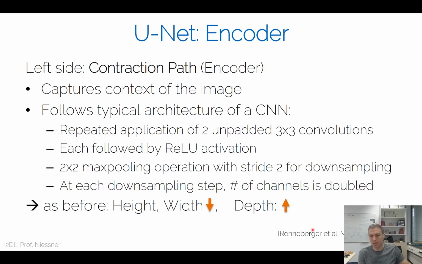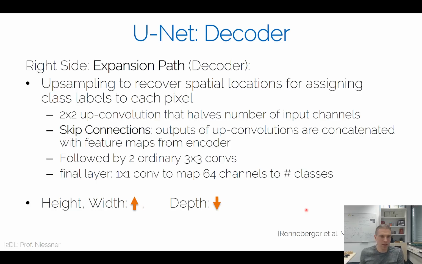And the decoder does the opposite. The decoder is an expansion path. We upsample to recover spatial locations for assigning class labels per pixel. That's what we need for segmentation. Now we have 2x2 up convolutions that halve the number of input channels. We have the skip connections where the outputs of the convolutions are concatenated with feature maps from the encoder. And then we follow with an ordinary 3x3 convolution that doesn't change the size. And then we have a final layer with 1x1 convolutions to map the 64 channels to the respective classes.